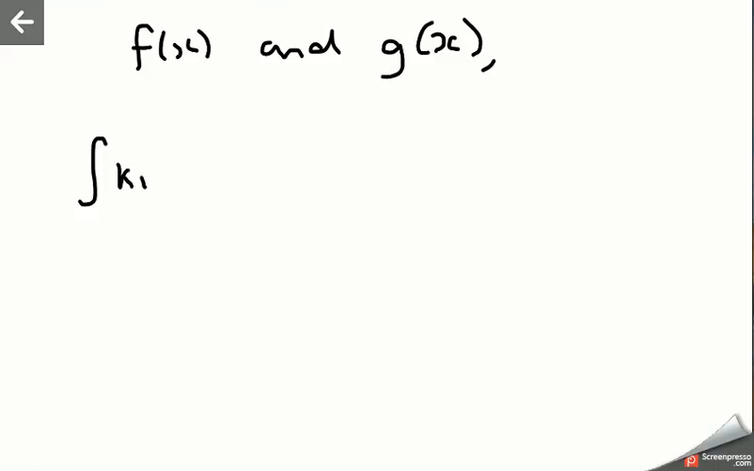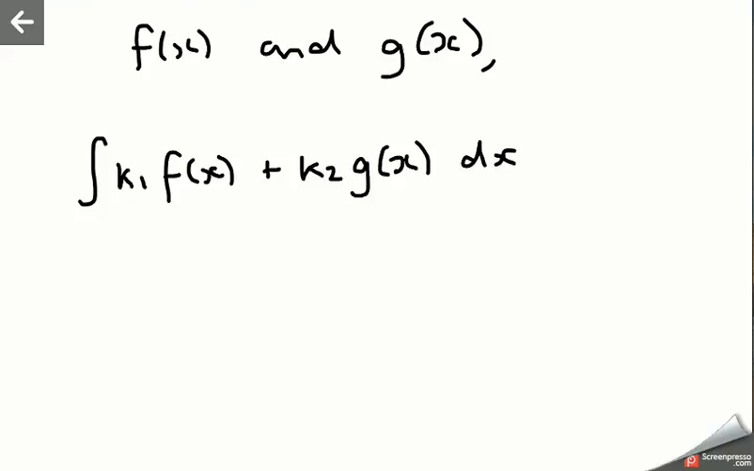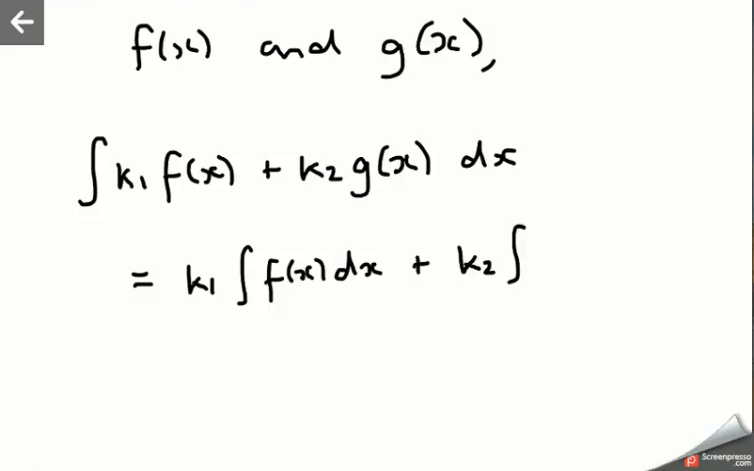Hey guys, in this video we're going to show that anti-differentiation is linear. What that means is that if f of x and g of x are functions, then the antiderivative of k1 times little f of x plus k2 times little g of x with respect to x is actually equal to k1 times the antiderivative of little f of x with respect to x plus k2 times the antiderivative of little g of x with respect to x.